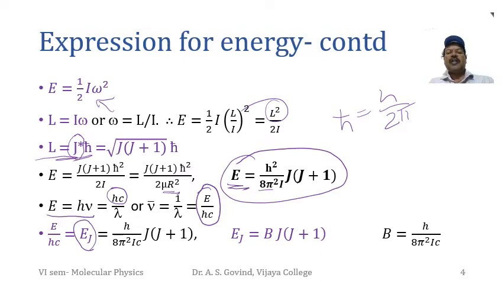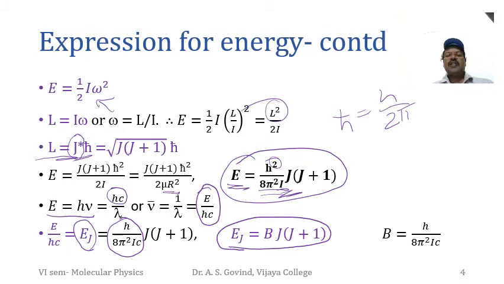So h square by 8 pi square I. One h is cancelled here and you will get a c here, so that you will get h by 8 pi square I c. This is called B, which is the rotational constant. So finally we will get the expression EJ equals B into J into J plus 1, where B is the rotational constant h by 8 pi square I c. Now we can see what are the different values that you get by substituting for J here.